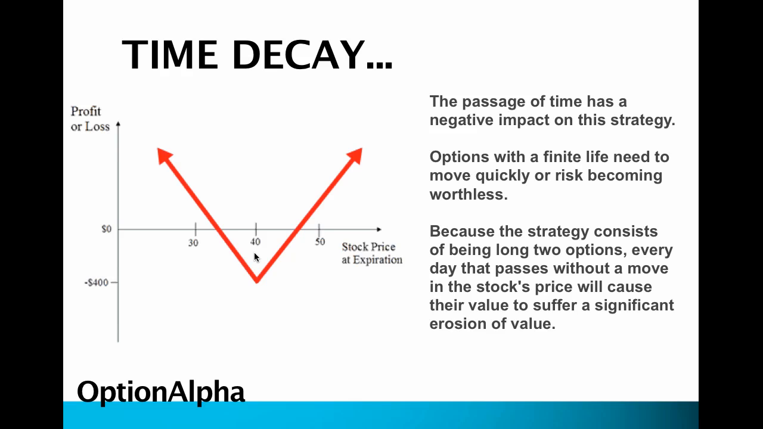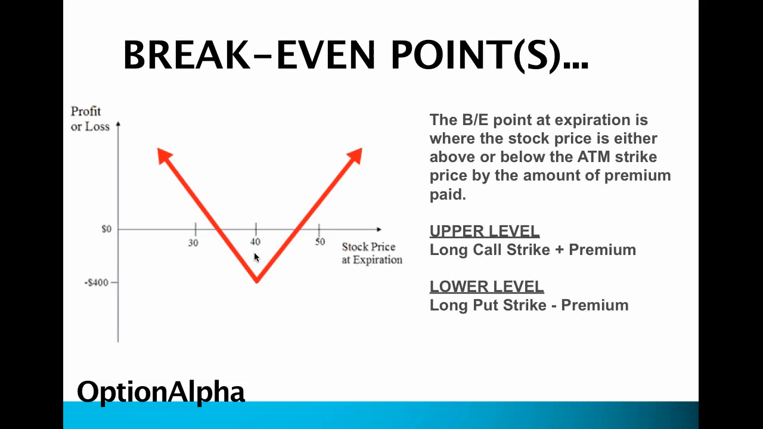So it's not like having one long call option or one long put option where we have just single time decay to worry about. Now we have time decay to worry about for both options. So it's kind of double the timetable that we're working with. It needs to happen much quicker. Break-even points on these long straddles are really easy to see.